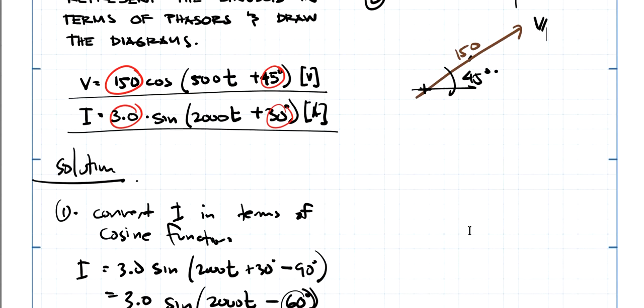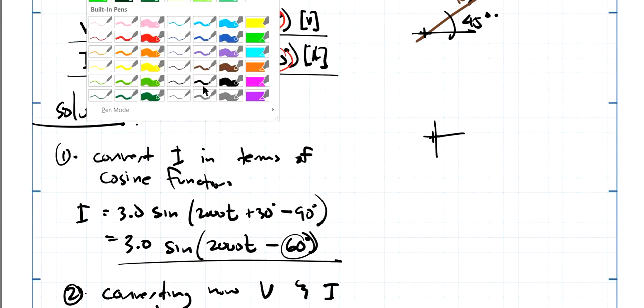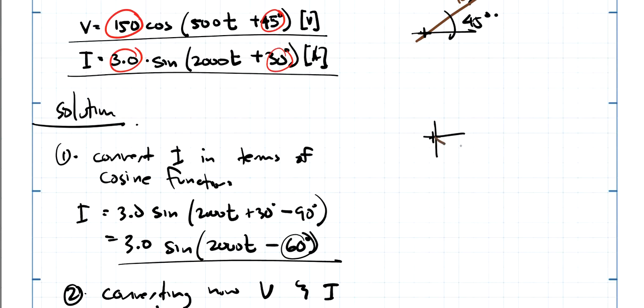Okay, next for the I, this is negative 60, and we only have 3. So it must go downward. It is 4 to 5, probably this is 60. So 3.0, that's the magnitude, and right here we have 60 degrees. So 60 degrees downward because that is negative.